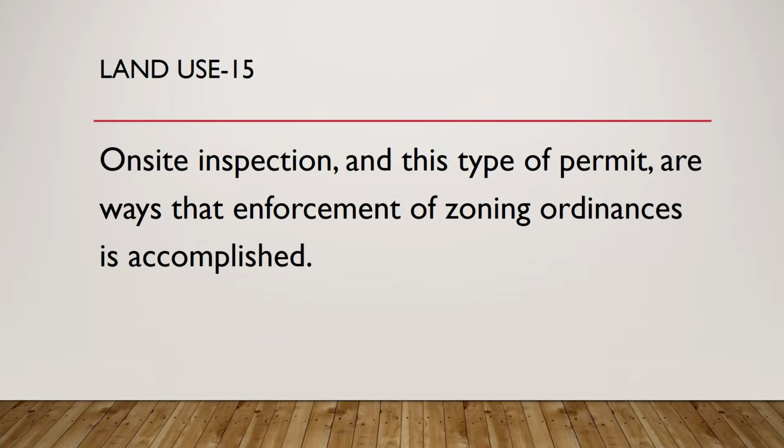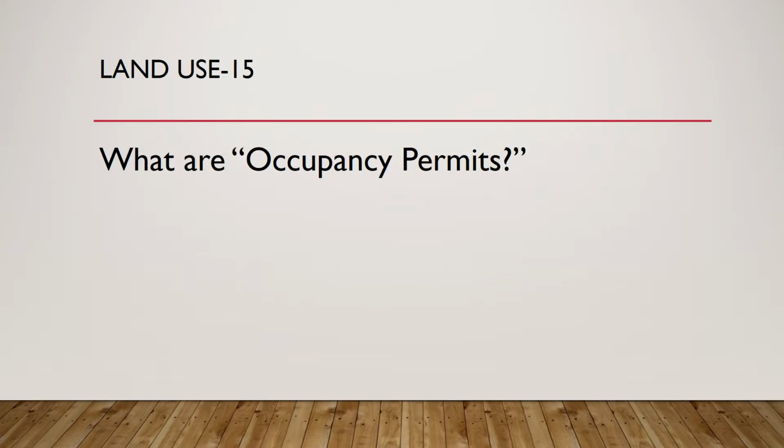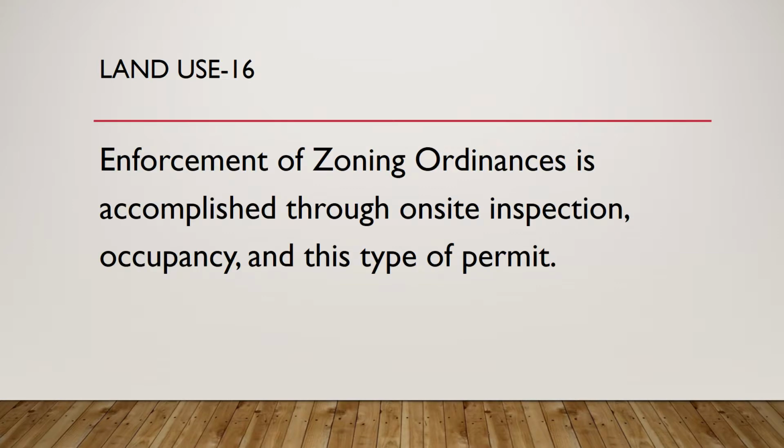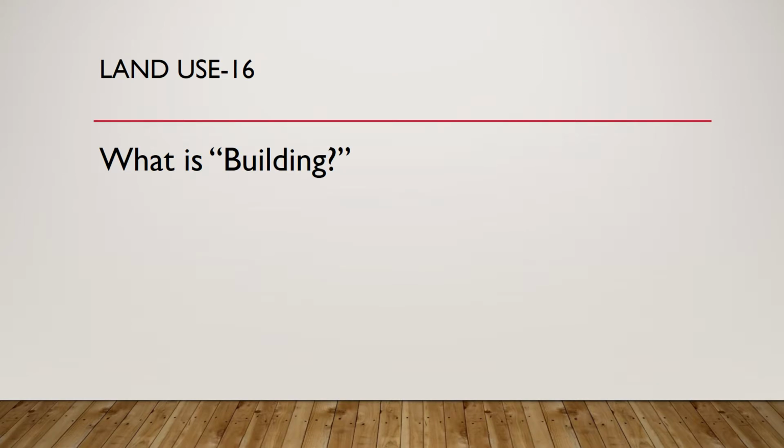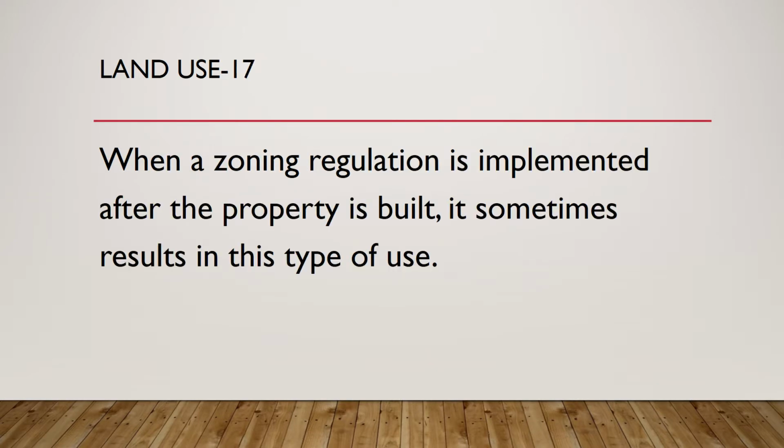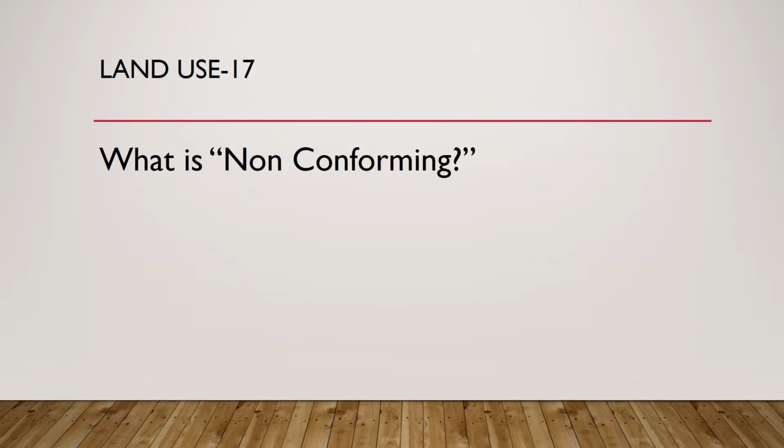Question 15. On-site inspection and this type of permit are ways that enforcement of zoning ordinances is accomplished. What are occupancy permits? Question 16. Enforcement of zoning ordinances is accomplished through on-site inspection, occupancy, and this type of permit. What is building? Question 17. When a zoning regulation is implemented after the property is built, it sometimes results in this type of use. What is non-conforming?